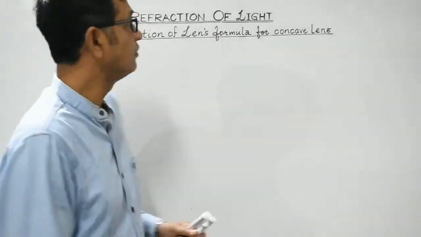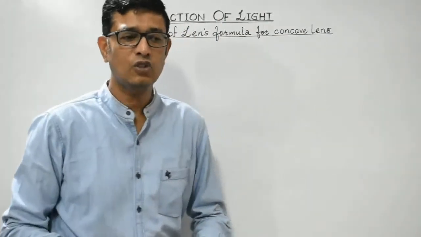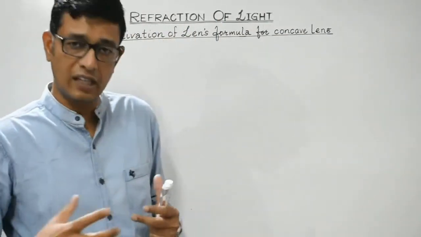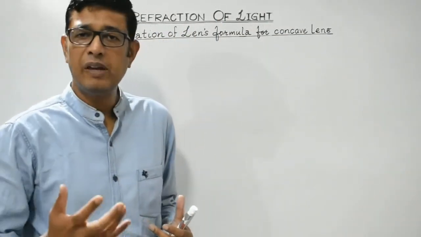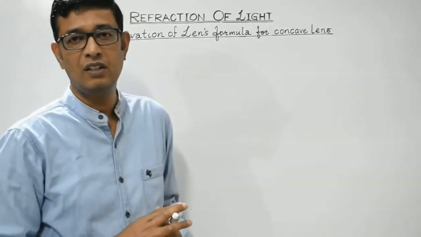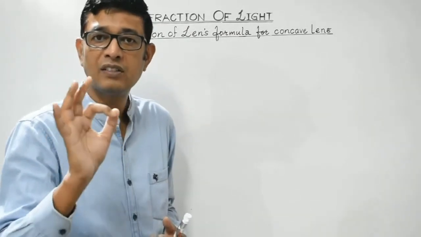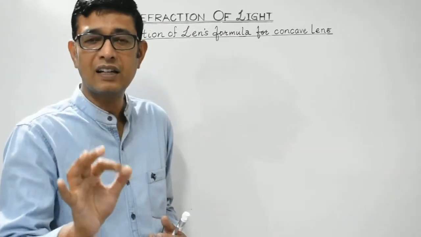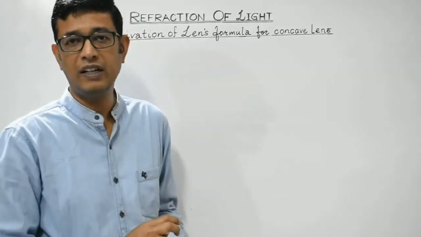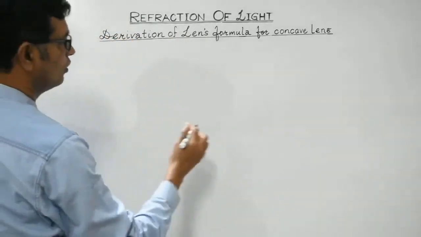Now we'll try to derive the lens formula for concave lens. And students, as you are aware, in the case of concave lens, the image obtained is always on the same side as that of the object. What I mean to say is that the image is always virtual, erect, and diminished, right? So let's start with the mathematical derivation of lens formula.